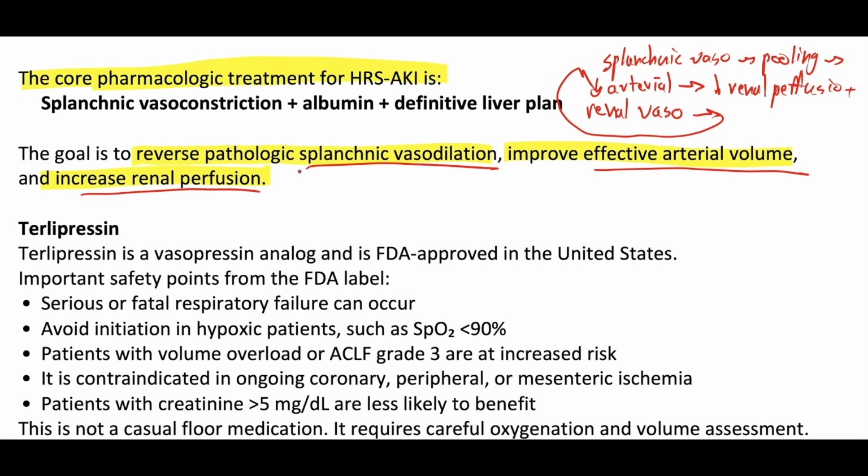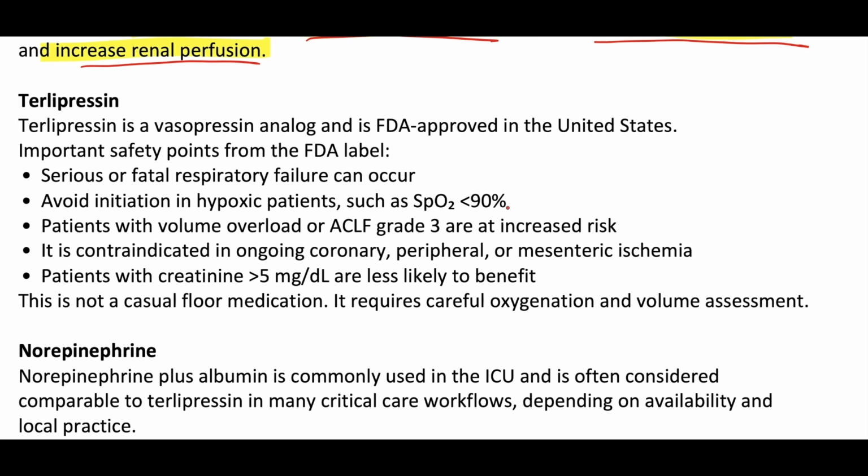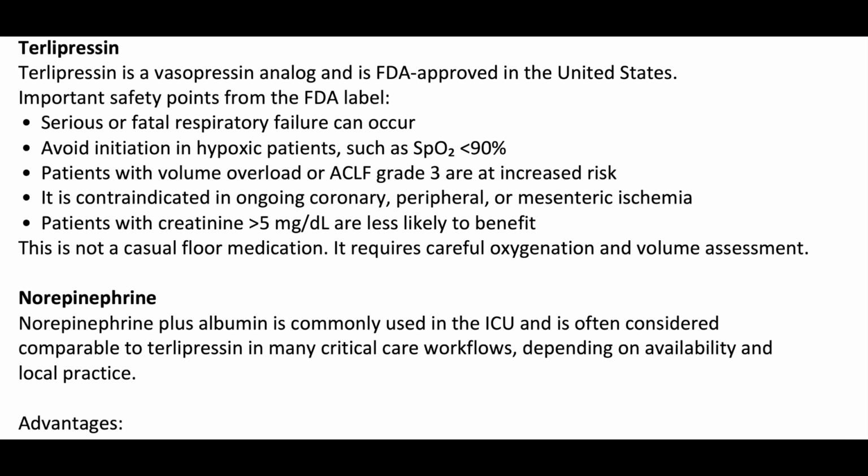So the ways in which we do that tend to be a splanchnic vasoconstrictor, albumin. Obviously fixing their cirrhosis is great too. And then I guess definitive therapy is transplant, that we'll talk about later. It's not going to be in this section. The first medication that we talk about, not available everywhere, but is terlipressin.